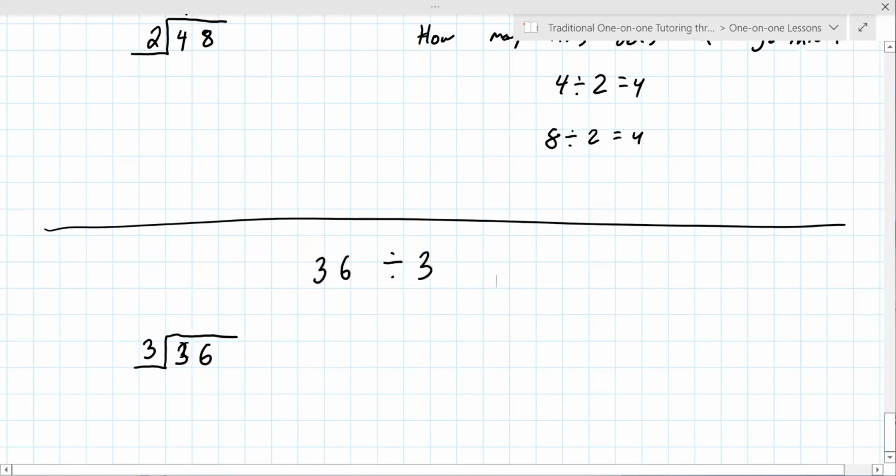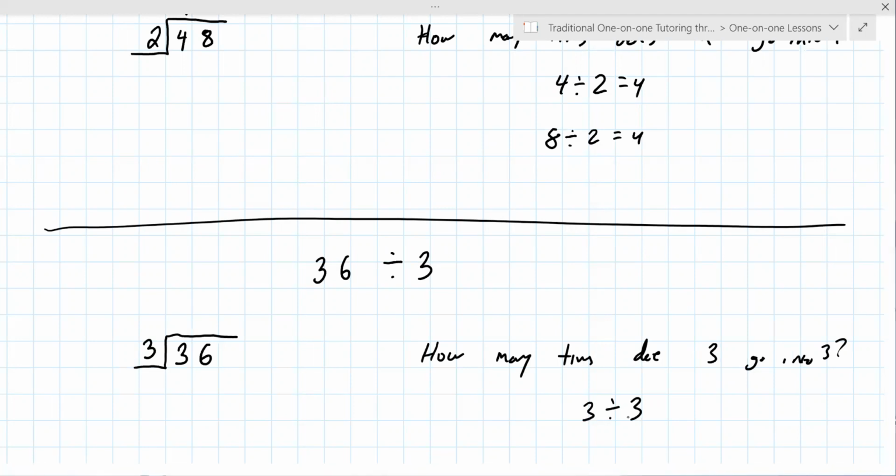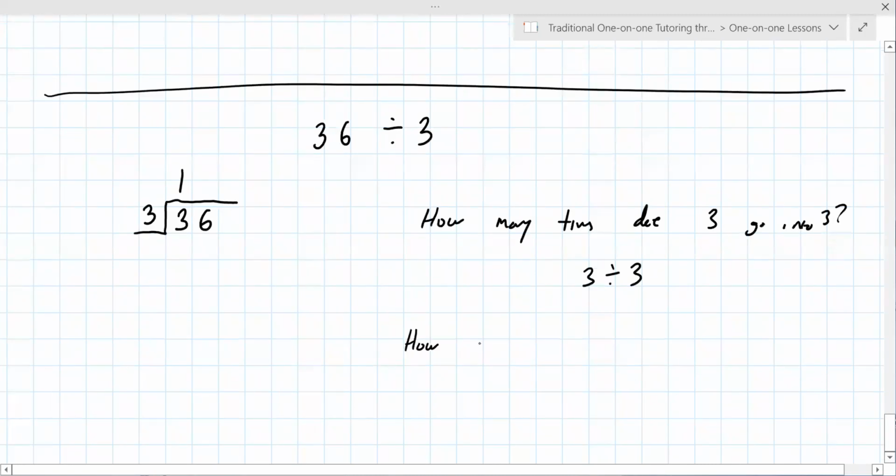Okay. So you look at that first number and you ask yourself, Michael, how many times does 3 go into 3? In other words, we're taking 3 and dividing it by 3. We're dividing it by itself. 1? Yeah, 1 time. Now you ask yourself, how many times does 3 go into 6? Or in other words, 6 divided by 3.